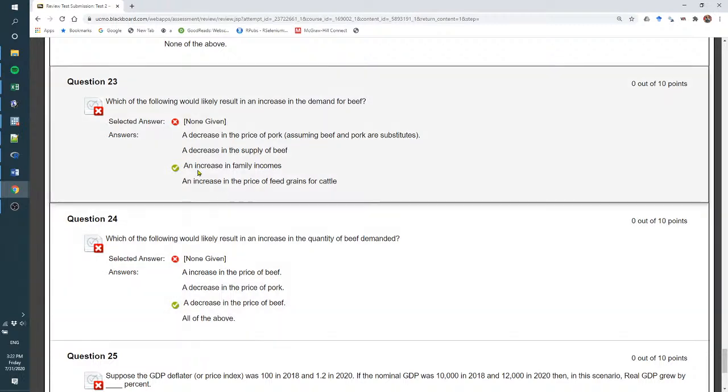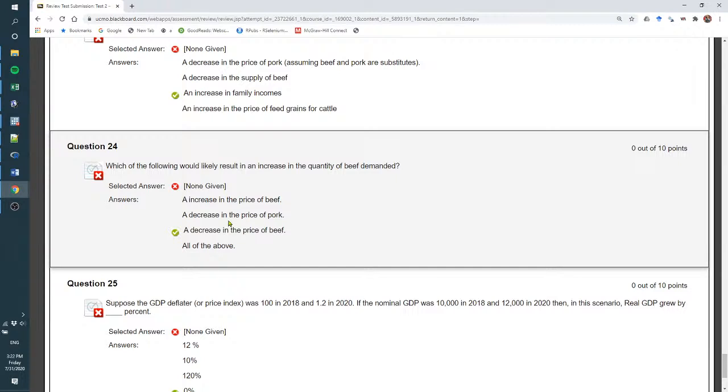Which of the following would likely result in an increase in the demand for beef? Well, that is going to be an increase in income. That would shift that demand curve up. Remember what we're talking about when we say increase in the demand. We're saying a movement of the demand curve, not a movement along the demand curve, a movement of the demand curve.